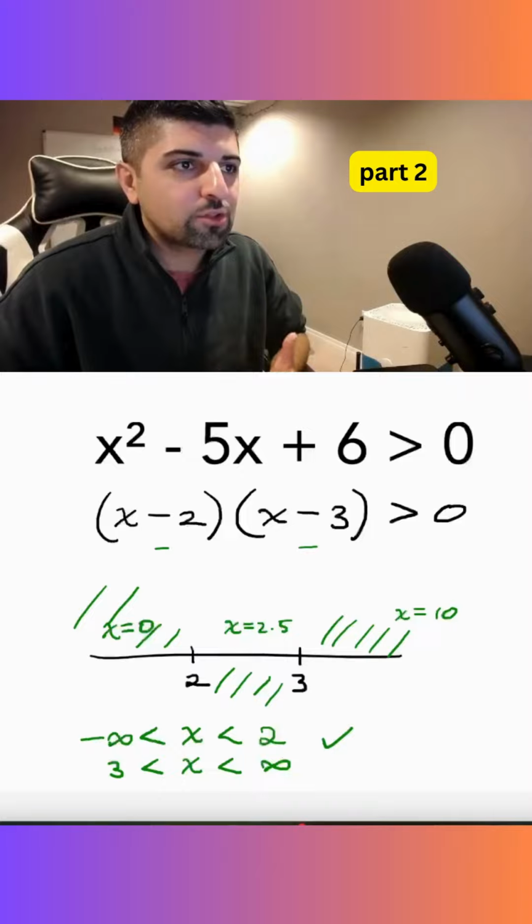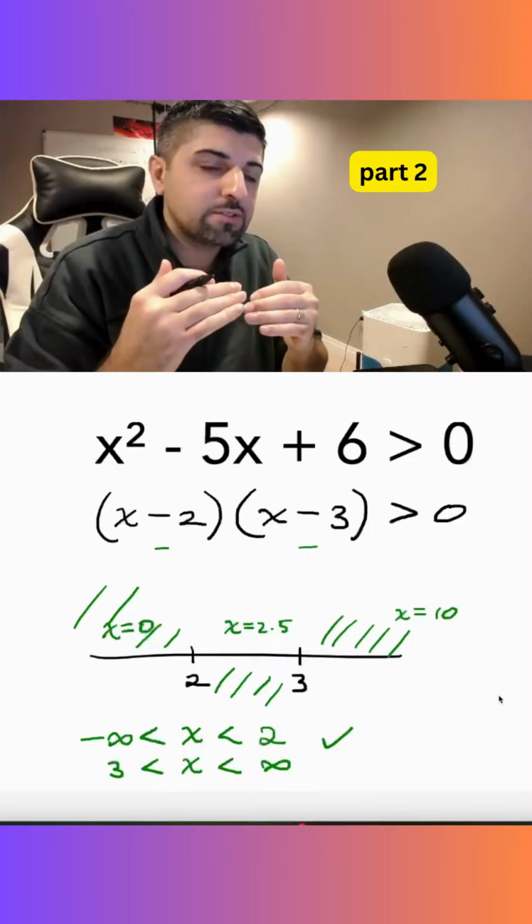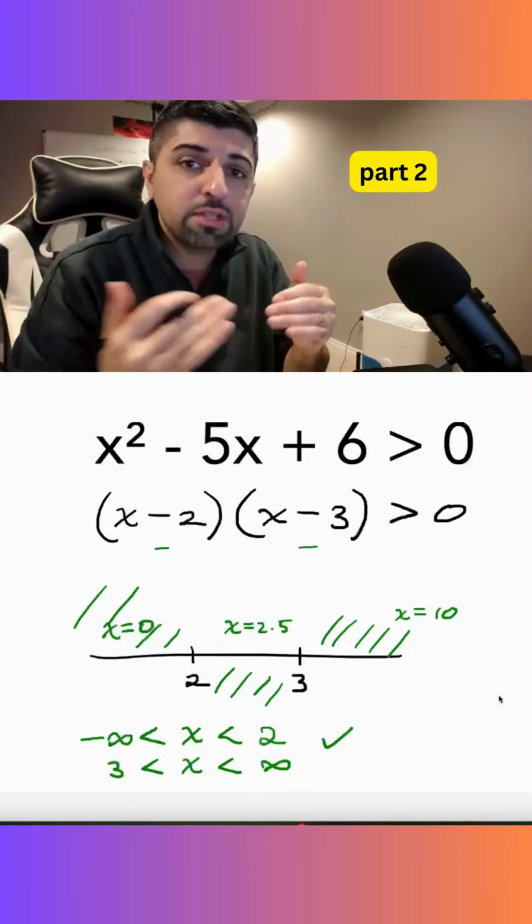So that is how you solve an inequality. You're basically looking for regions that are above, below the x-axis.